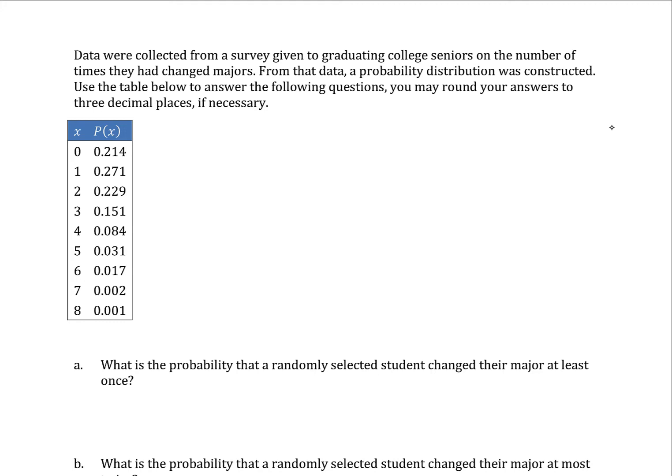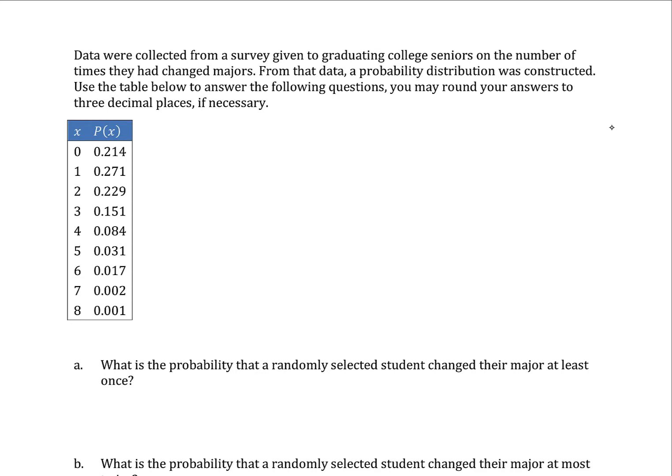Data were collected from a survey given to graduating college seniors on the number of times they had changed majors. From the data, a probability distribution was constructed. Use the table below to answer the following questions. You may round your answers to 3 decimal places if necessary.